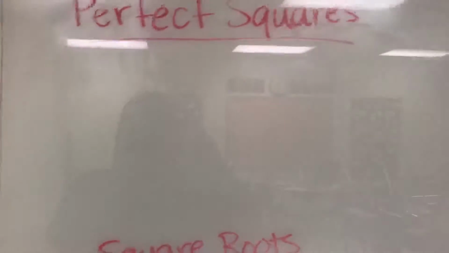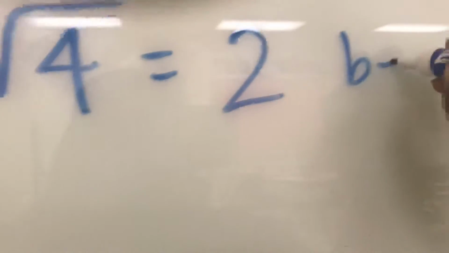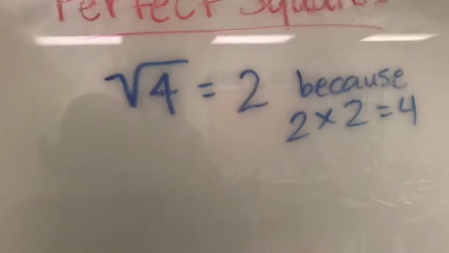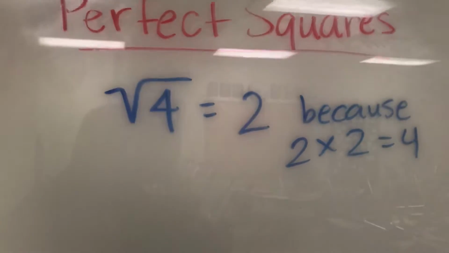So perfect squares is where you have a rational number whose square root is a whole number. For example, a perfect square can be the square root of 4, and that is because it equals 2, and that's because 2 times 2 equals 4, okay? So it has to have a double. It has to have a number times itself equal that in order to be even considered a perfect square.